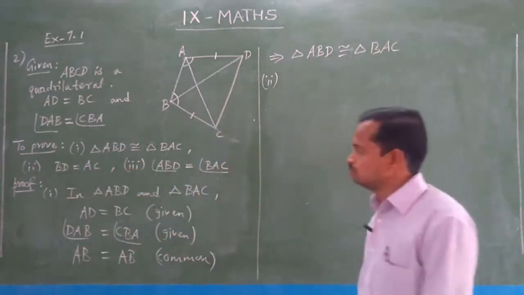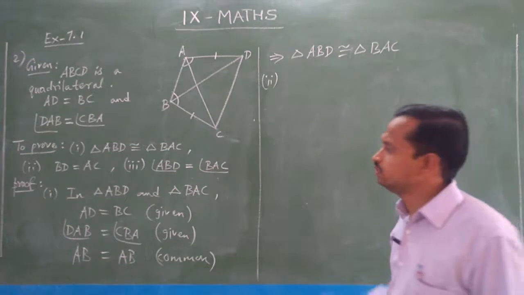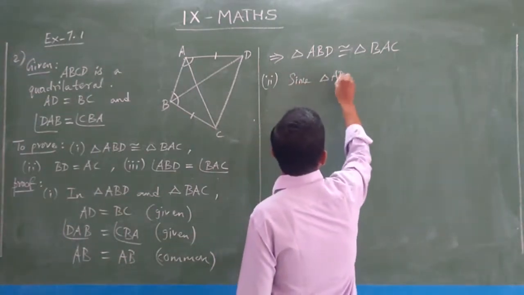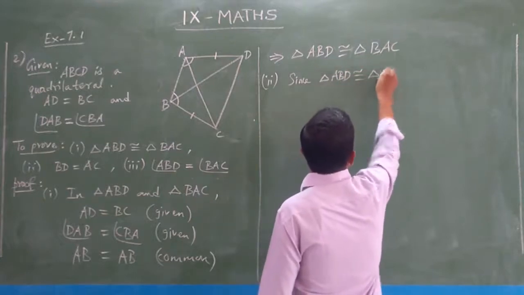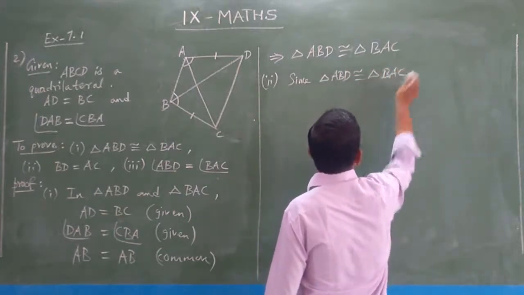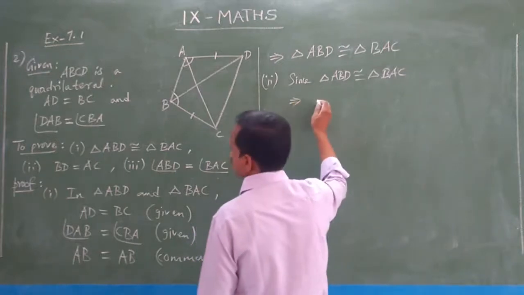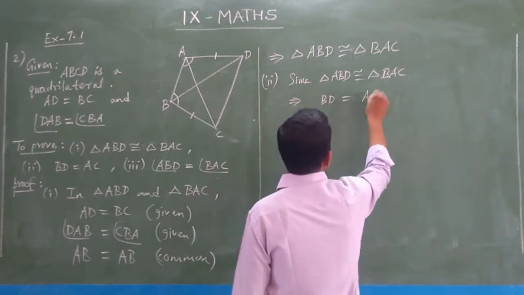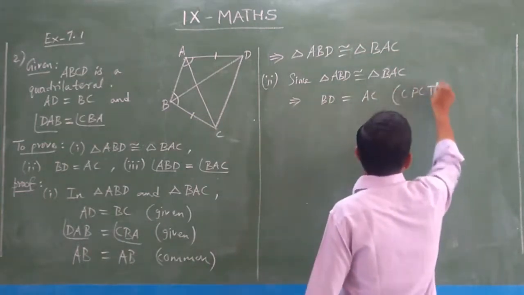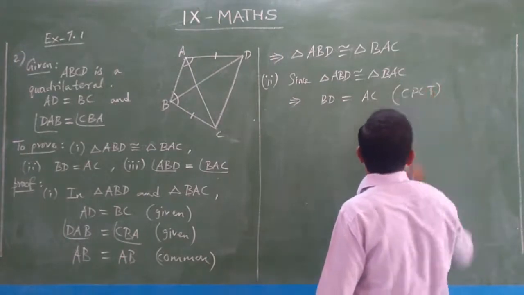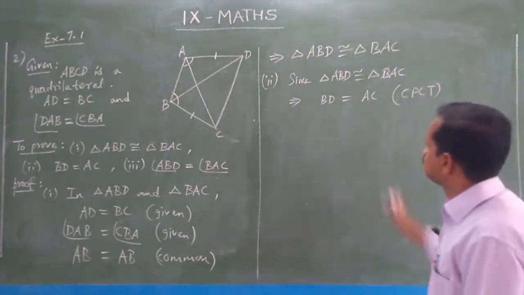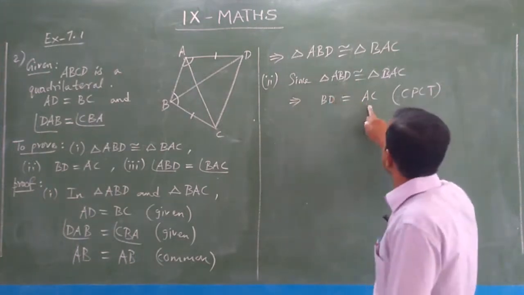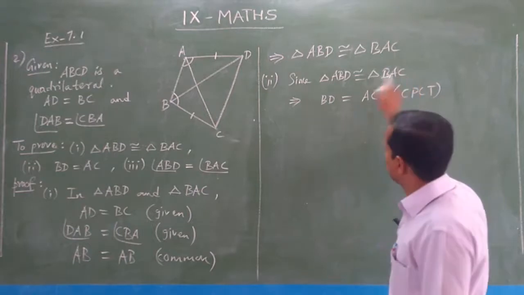Okay. So, after proving congruent, by CPCT we can say, since triangle ABD is congruent to BAC, this implies BD is equal to AC, CPCT. Is it clear? By CPCT, we can say these two sides are equal because BD is a side in this triangle and AC is the side in this triangle. So, they are also equal.